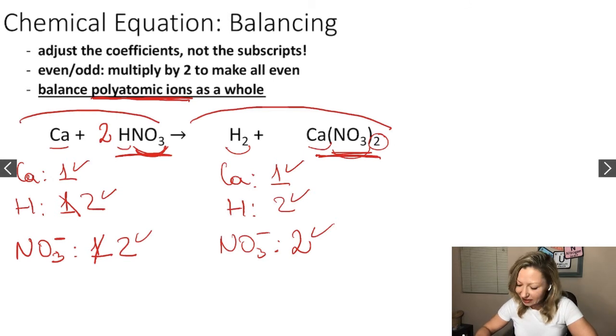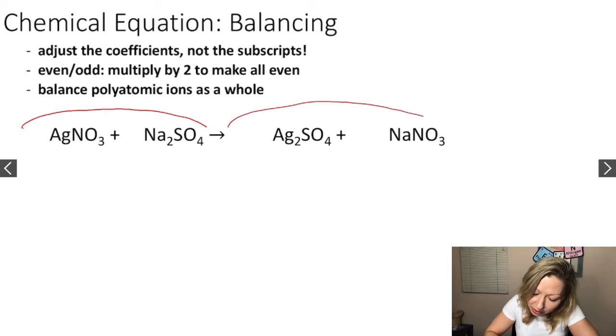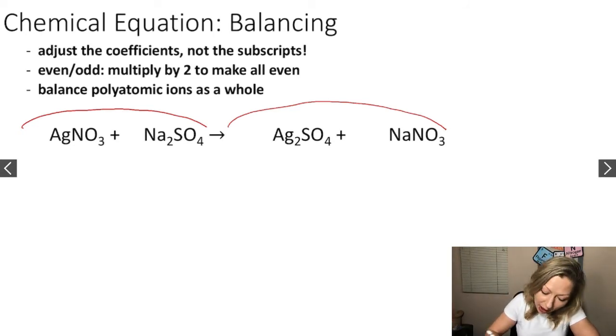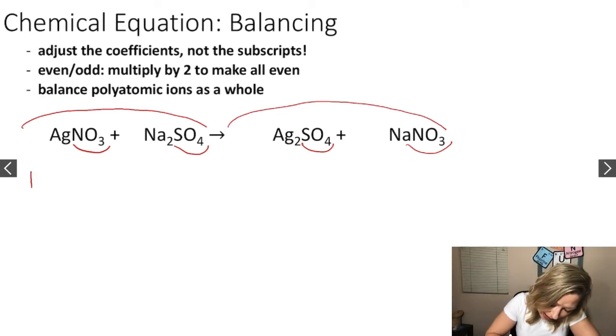Let's take a look at the next example. So I have silver nitrate and sodium sulfate on my reactant side, silver sulfate and sodium nitrate on my product side. And again, I'm working with polyatomic ions. Which are the polyatomic ions? Well, the nitrate ion and the sulfate ion, which I have on both the reactant and the product side. So let's start counting our atoms and ions. So silver, I have one only.